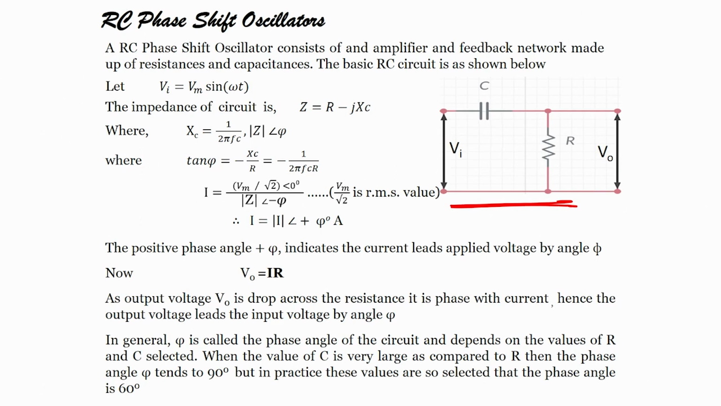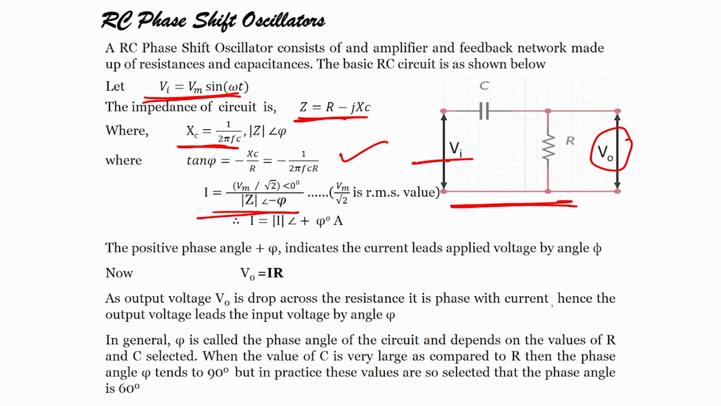Now let us see what VO is equal to. If my input signal is Vm sin omega t, the impedance of the circuit would be R minus j Xc, where Xc equals 1 by 2 pi F C. So tan phi equals minus Xc by R, or minus 1 upon 2 pi F C by R. Xc is 1 upon 2 pi F C. So I would be nothing but this value.